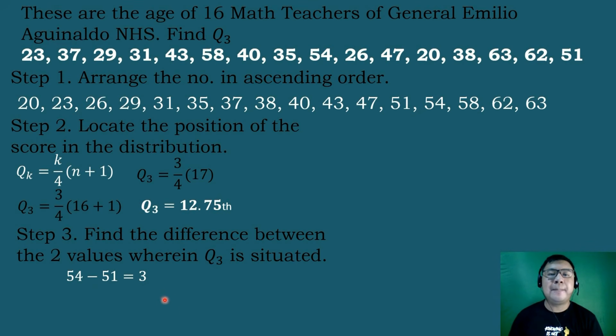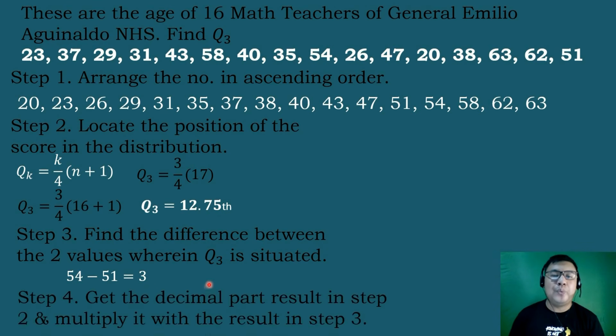After that, for step 4, we will now get the decimal part of the answer that we have gotten in step 2, and that is equal to 0.75, and we will multiply it with the result that we have gotten in step 3, and that is equal to 3. We have 0.75 times 3, and that is equal to 2.25.